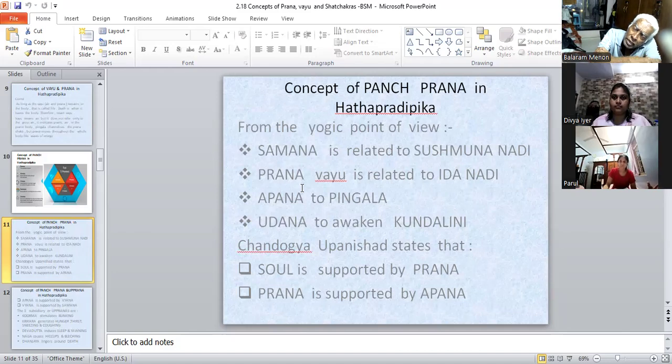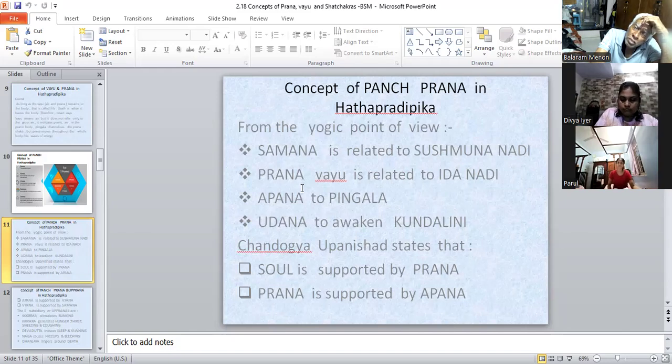What do we have to do to activate samana? Prana has to activate. Prana will activate only when apana gets activated. So all are interlinked. All vayus are interlinked. The circulatory system will only take place when vyana operates, when vyana functions properly.